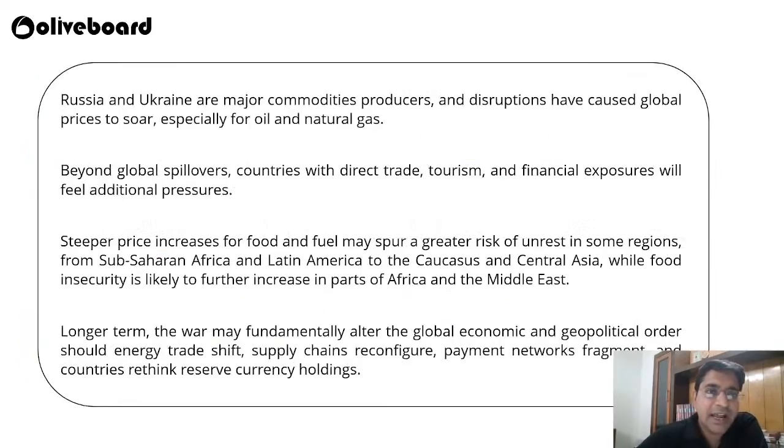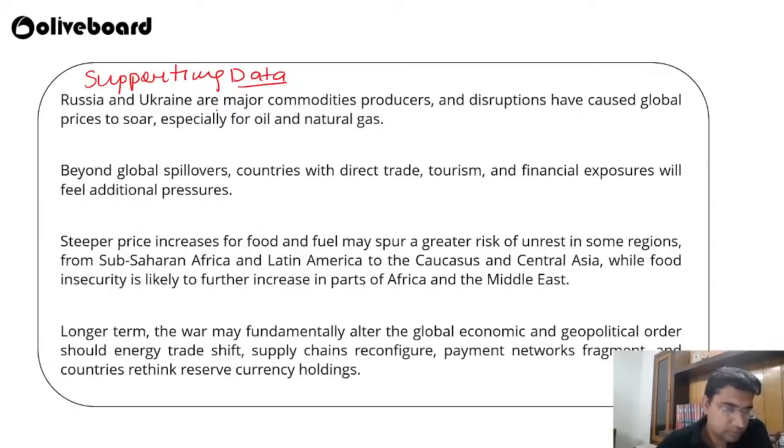Now, Russia and Ukraine are major commodity producers. Now I am giving some supporting data. For example, Russia and Ukraine are major commodity producers, and the disruption has caused global price shocks for oil and natural gas. Beyond the global spillover, countries with direct trade, tourism and financial exposure will feel additional pressure.